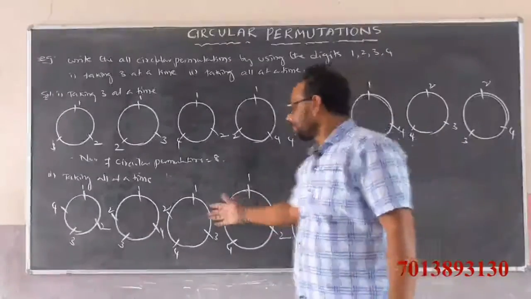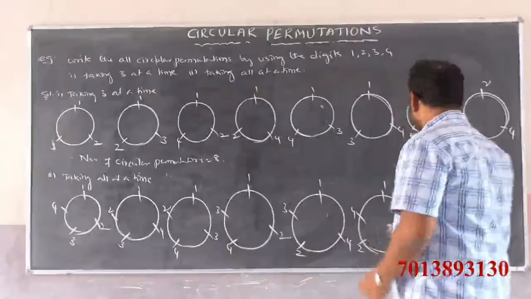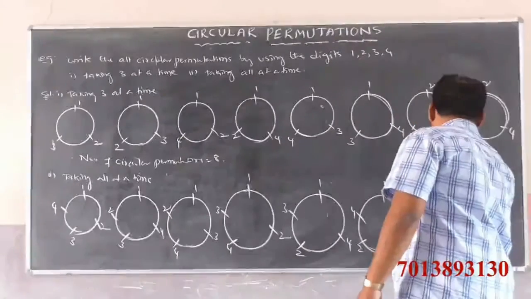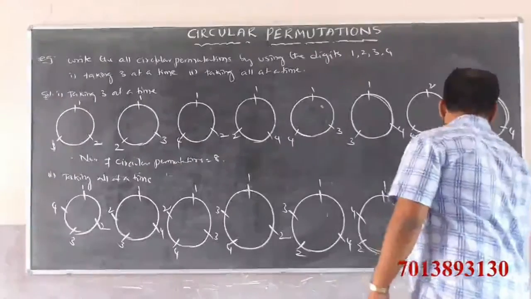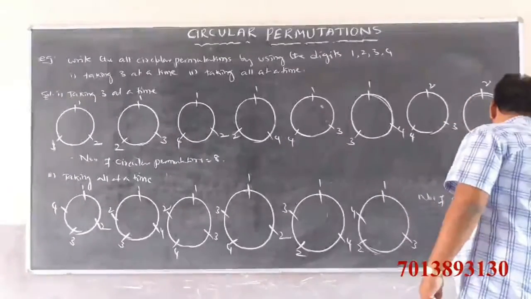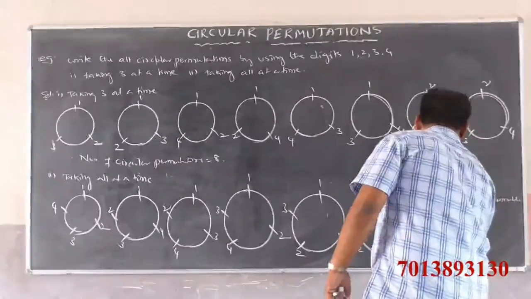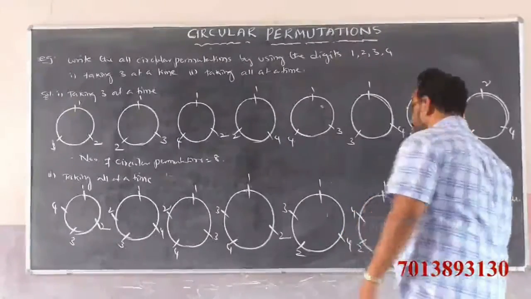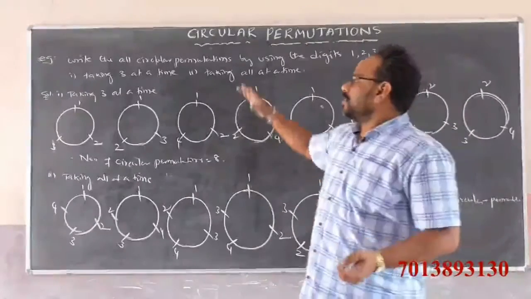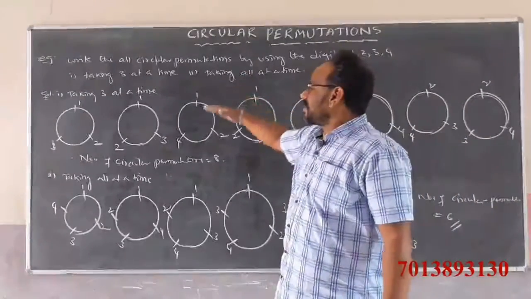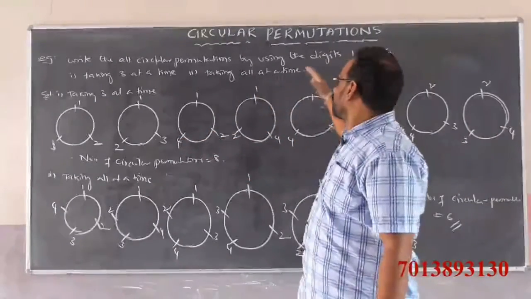So we get 1, 2, 3, 4, 5, 6. The number of circular permutations is equal to 6. So, write all the circular permutations by using the digits 1, 2, 3, 4.